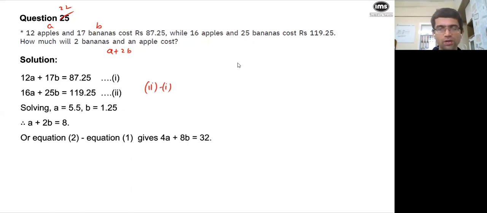So just an observation is sufficient. You need not multiply one by 4, other by 3, etc. Not required. Observation is what will make matters easy for you. So answer is 8 rupees. Great.